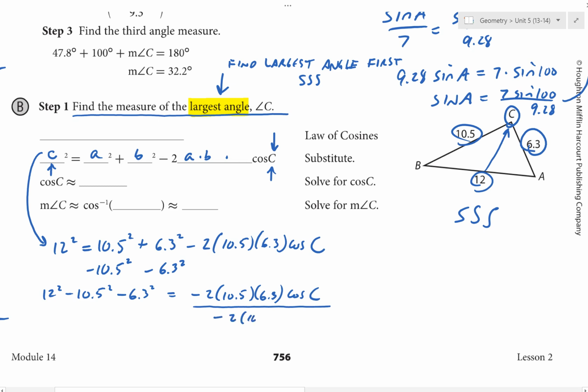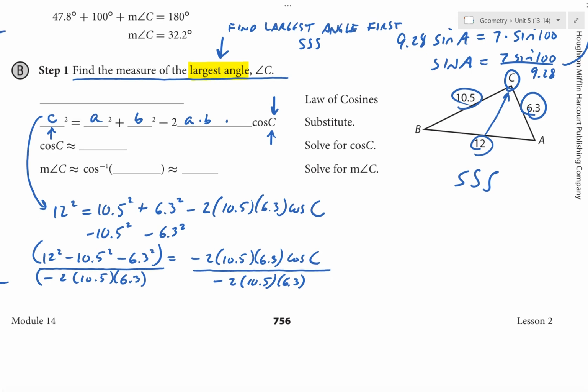Now you could multiply these in your calculator first. It doesn't matter if you do that first or if you divide by all three of them, but we just need to make sure that this entire quantity is going to get divided by negative 2 times 10.5 times 6.3. So we want to make sure that's all in the denominator. So we have to be really careful with parentheses on the calculator. So now all of these cancel. So we have cosine of C equals whatever this number is.